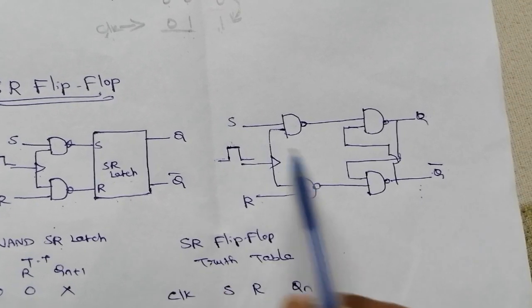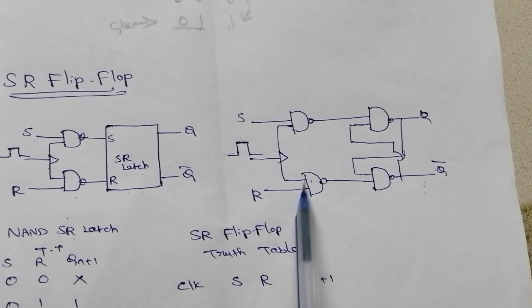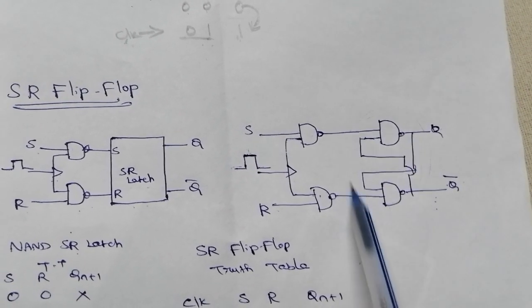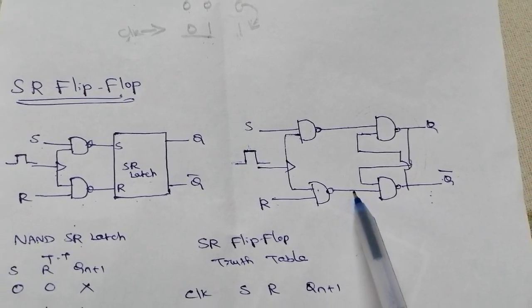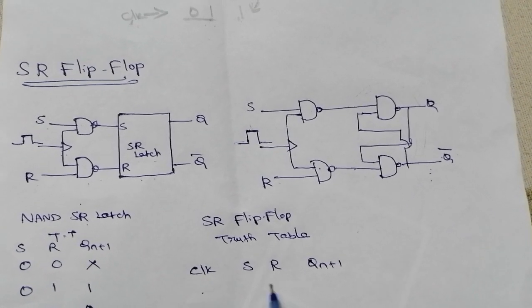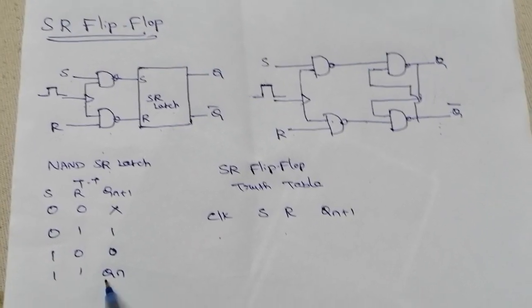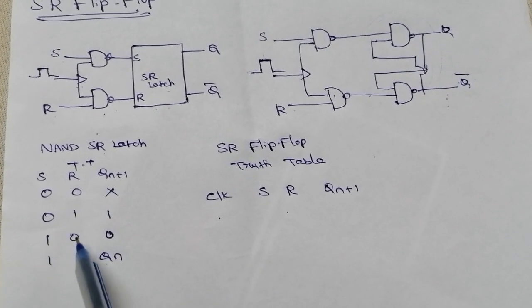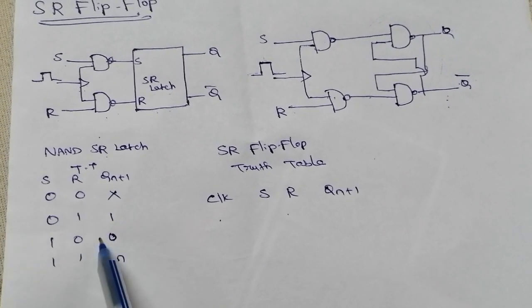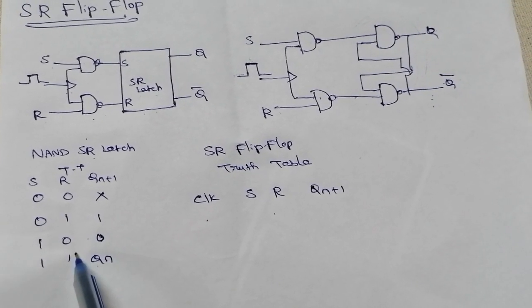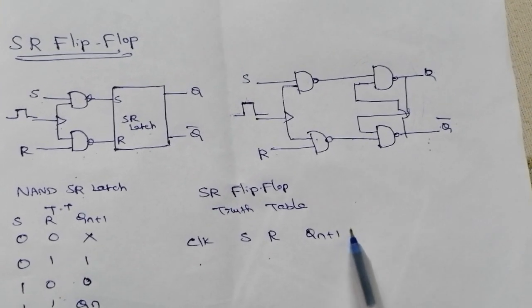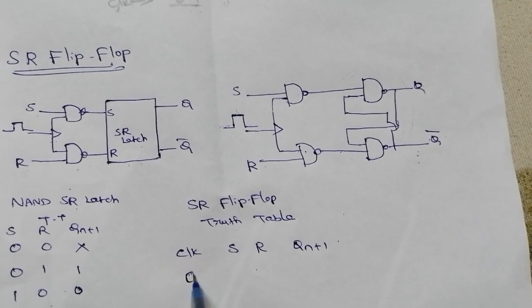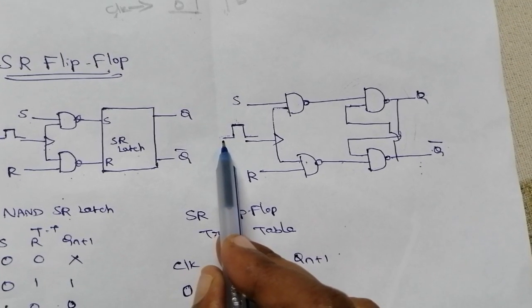Let's consider the operation of the SR flip-flop, right? In the SR flip-flop, we are using the NAND SR latch. So for deriving the SR flip-flop truth table, we must know the NAND SR latch truth table. I derived this truth table in a previous video, so you just go and refer to it. Let's see the SR flip-flop operation, right? Let's consider the clock signal is 0, which means it's 0 level triggering.